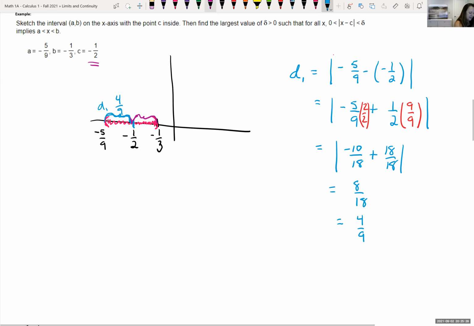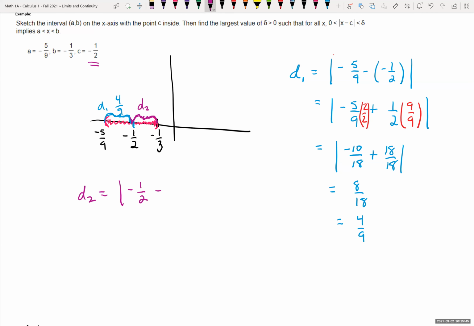And now we want to find the distance in here. So we have distance 2, let's call it. That's the absolute value of -1/2 minus... wouldn't it be 9/18? 8/18.